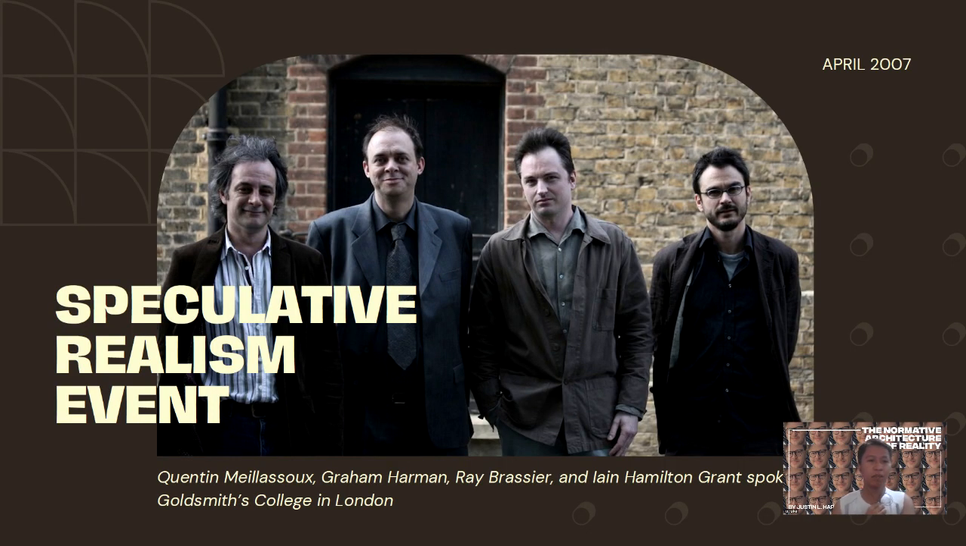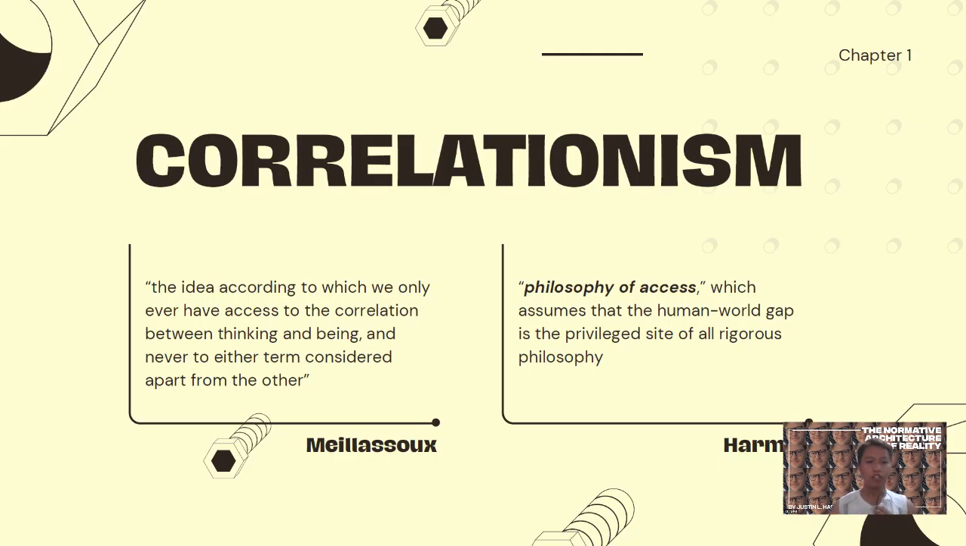So now, in April 2007, Quentin Meillassoux, Graham Harman, Ray Brassier, and Iain Hamilton Grant spoke at Goldsmiths College in London at what would later be dubbed the first speculative realism event. Brassier organized the meeting and purposely coined the term speculative realism in the wake of the 2006 publication of Meillassoux's After Finitude. The concept of correlationism has been defined by the philosophers Meillassoux and Harman.